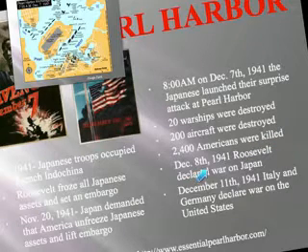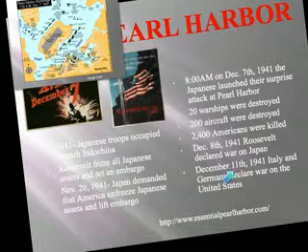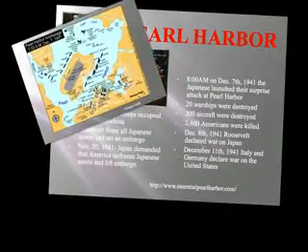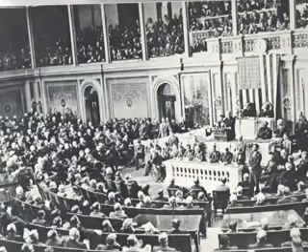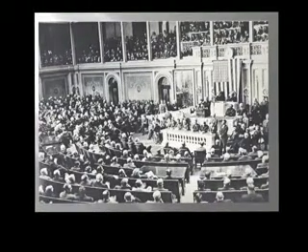So the next day, Roosevelt goes to Congress and asks Congress to declare war on Japan, and then over the next several days, Germany declares war on the United States. And this is a very famous photograph of Roosevelt's address to the joint sessions of Congress asking for their declaration of war. Remember, the President of the United States does not declare war. Declaration of war is done by Congress.